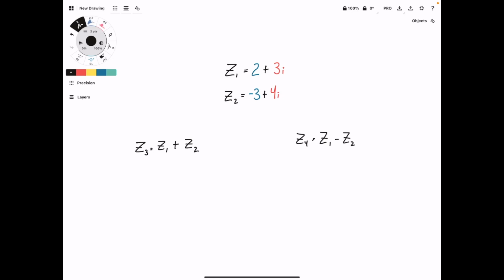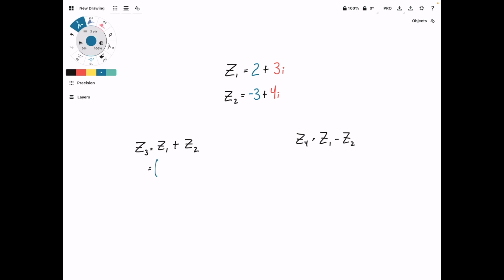In this video, we're going to discuss addition and subtraction of complex numbers. So given two complex numbers here, z1 and z2, z1 is equal to 2 plus 3i, and z2 is equal to negative 3 plus 4i, then adding them, down here z3 equals z1 plus z2.